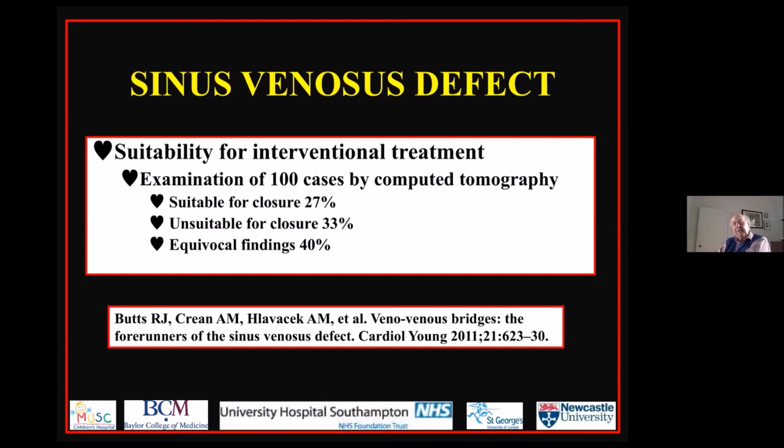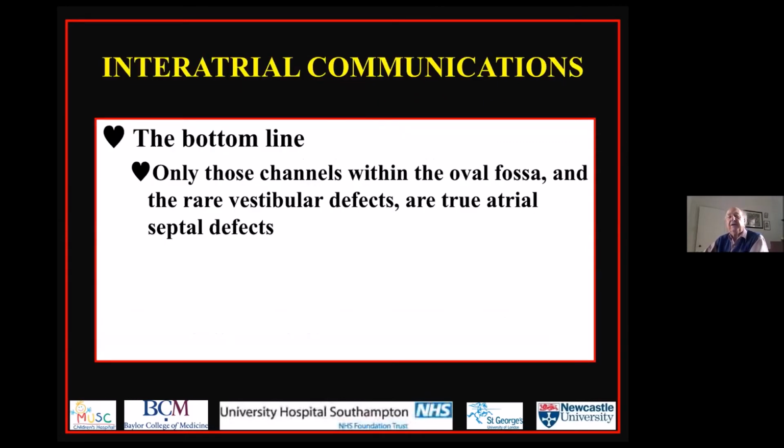We pointed out that they were examples of sinus venosus defects, and the presence of these veno-venous bridges made it, in appropriate cases, an easy matter to achieve interventional closure. So no question, you can close the defects interventionally, but you need to be very aware of what's going on and what is the underlying anatomy.